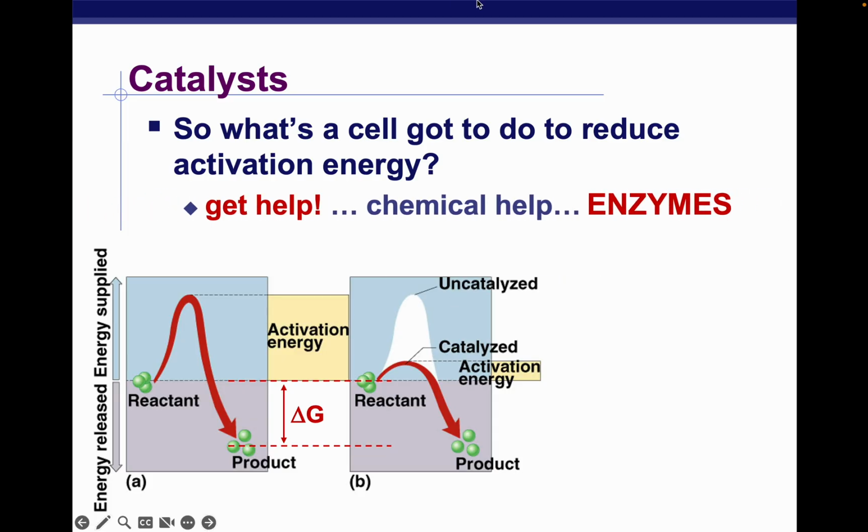So what's a cell got to do to reduce activation energy? Basically, like we said, enzymes. Enzymes actually catalyze reactions. So if we have enzymes, they'll reduce the activation energy in a reaction.